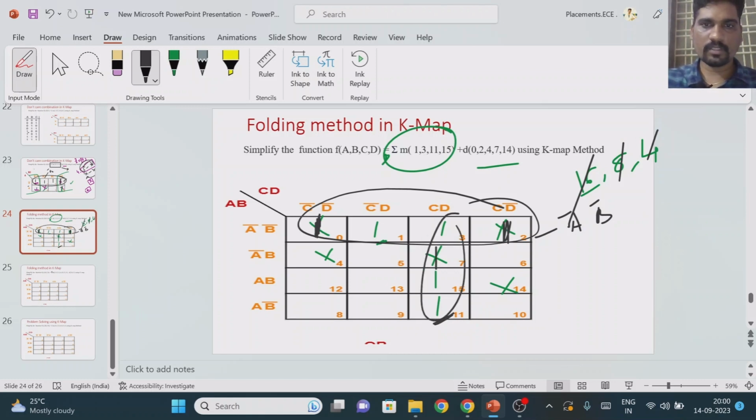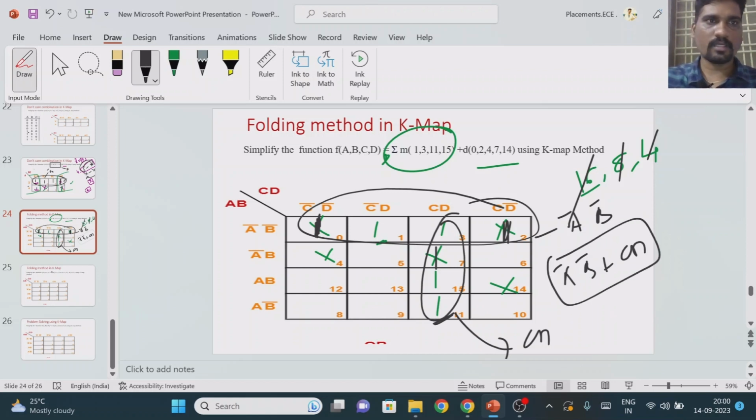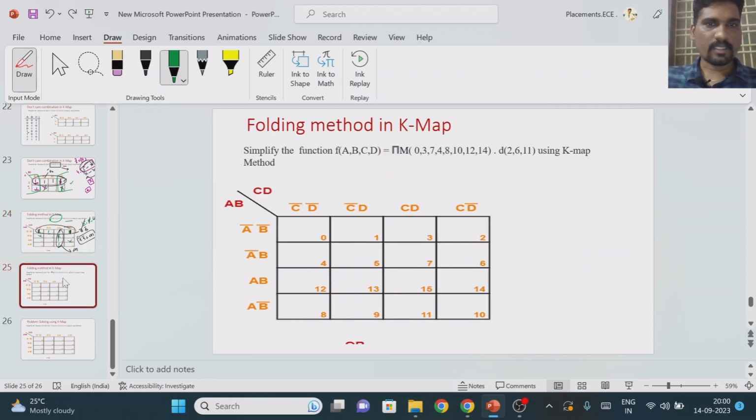Now what is the solution for this one? Answer is CD. What is the final answer? A bar B bar plus CD is the answer. Now if you see, here also these are don't care combinations only, but these are not useful for us in order to perform the minimization operation, right? So like that we need to solve the problem, guys.